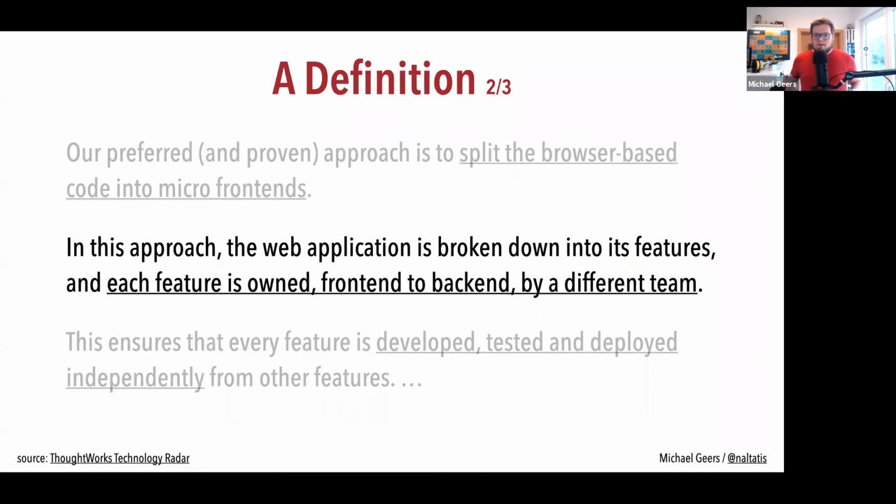The second one: in this approach, the web application is broken down into its features. We just talked about this, and each feature is owned front end to back end by a different team. Now it's starting to get a little bit more interesting. So front end to back end by a different team. We just saw the responsibilities with the team names.